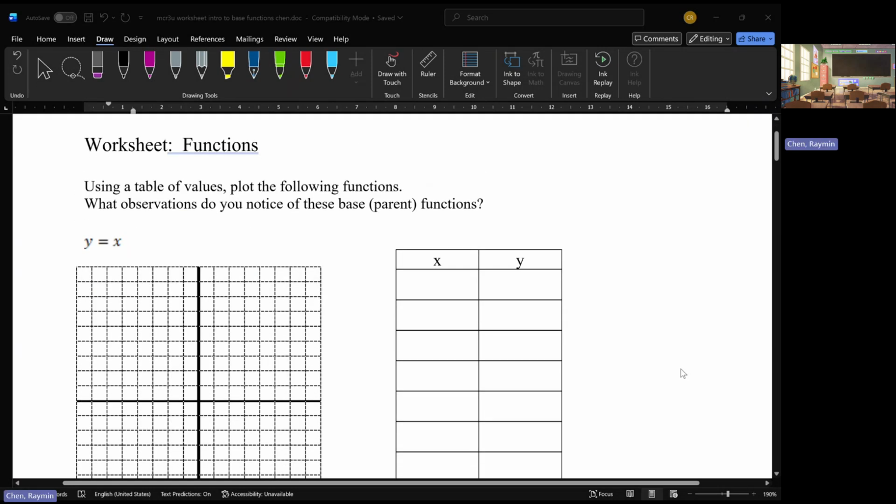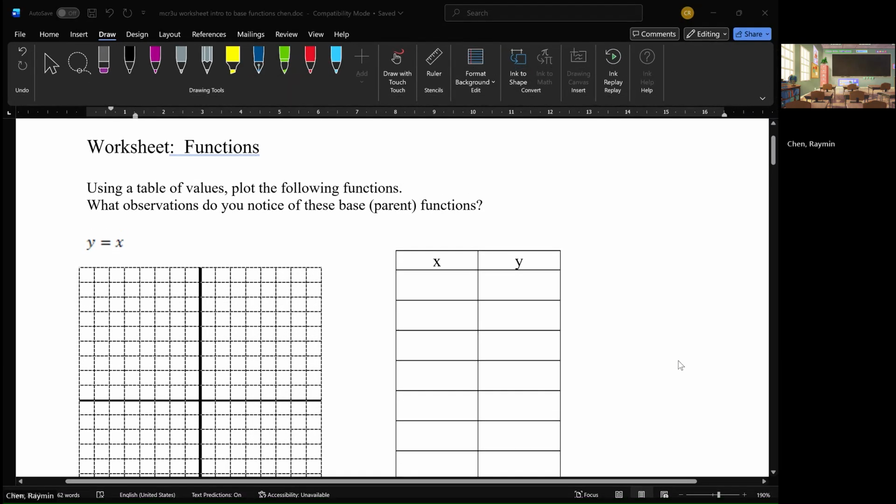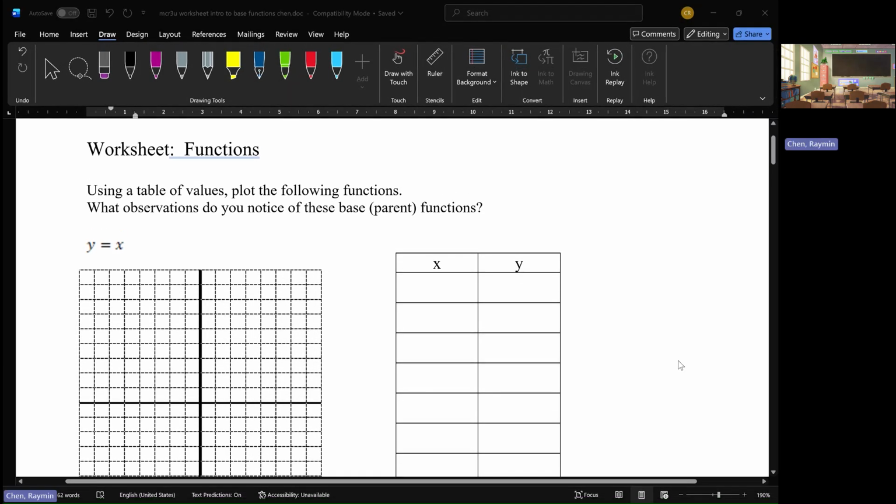So take a moment looking at our handout. Hopefully this is the first one you see. Using a table of values, we're going to plot the following functions. Now we'll answer the second question as soon as we get it done. Let me just remove my keyboard so I can actually do this with you. And you might need a calculator for one of our functions.